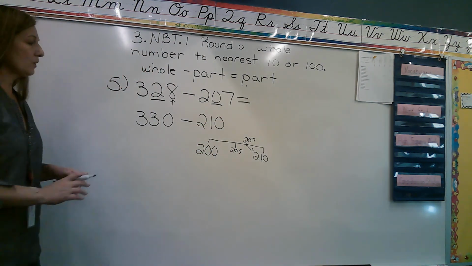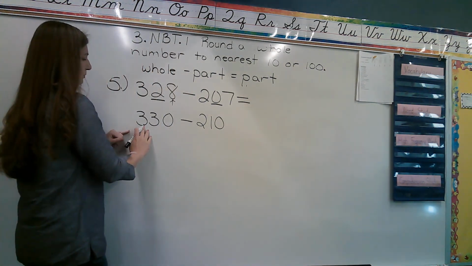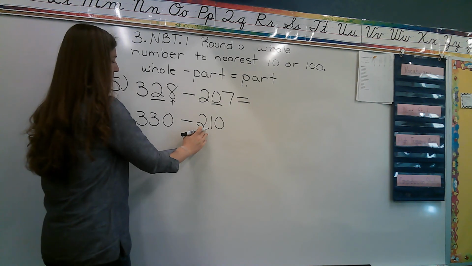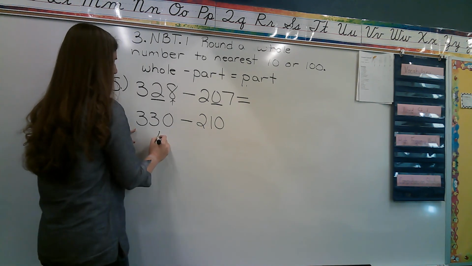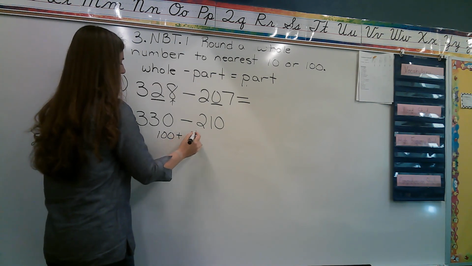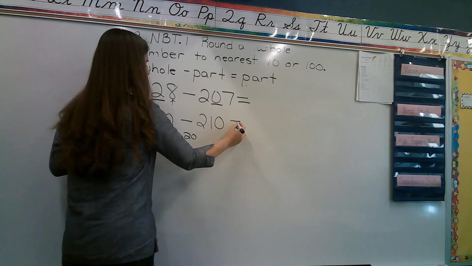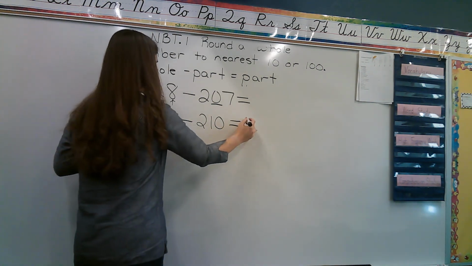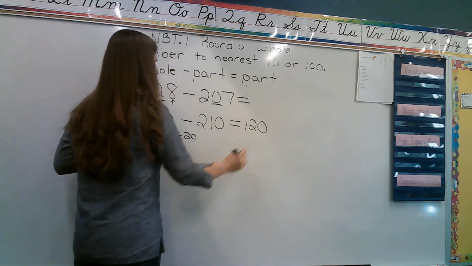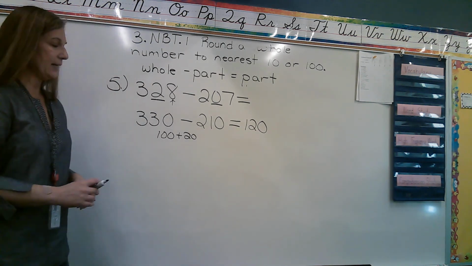210. So now, using what we know, we can subtract 300 minus 200, which is 100, and 30 minus 10, which is going to be 20, and we put that back into a standard number from expanded form to standard form, and that gives us a difference of 120 rounded to the nearest 10.